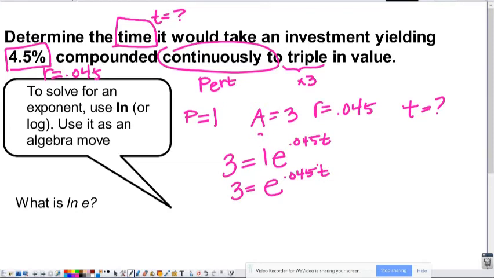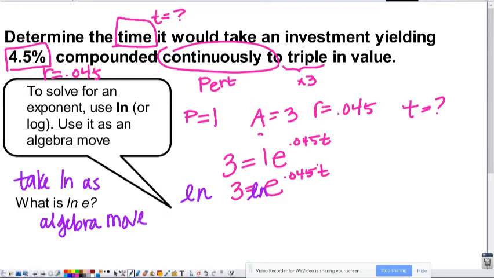And we talked about this yesterday with a few of us as well, that I can't take the t-th root, so I can't get rid of that exponent. What I can do is take the natural log of both sides. So as an algebra move, I'm going to take the natural log of both sides. So take ln as an algebra move.